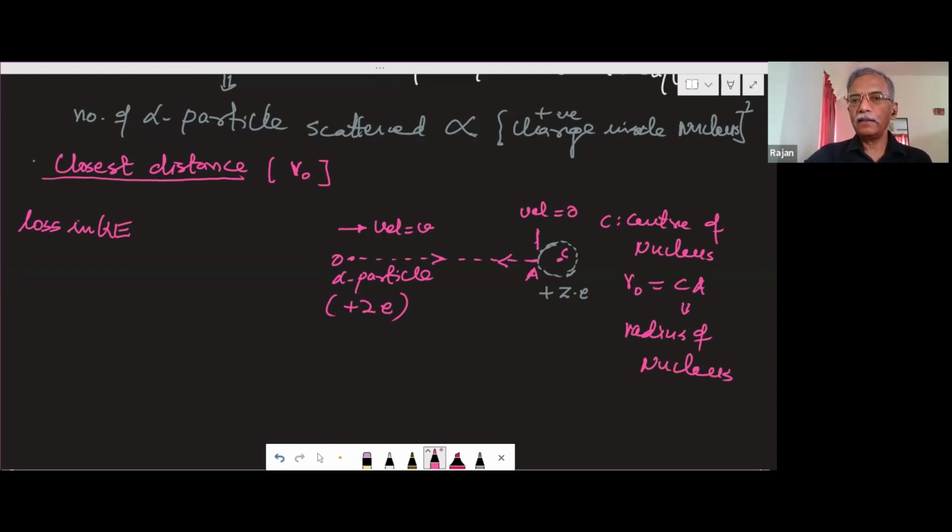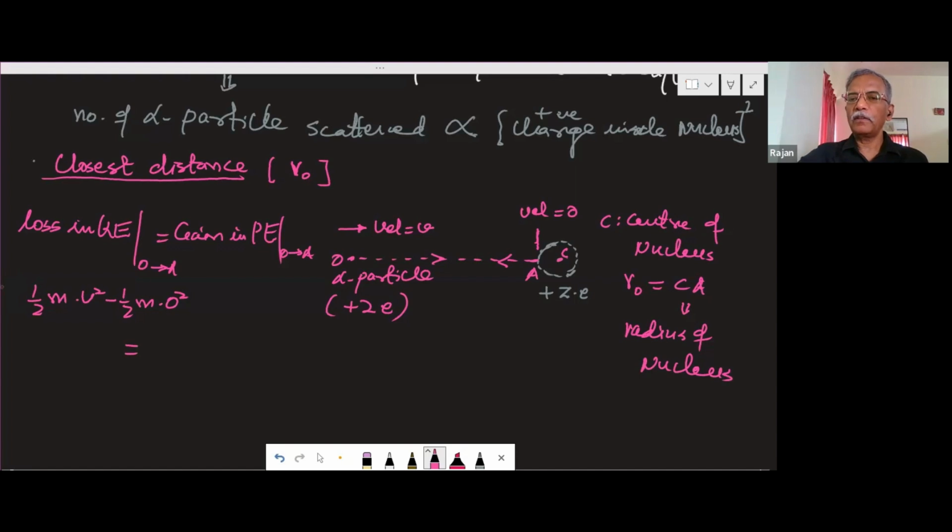So the loss in Ke from O to A will be the gain in Pe for the same O to A. Can you make it out now? Loss in Ke means half m of the alpha particle, am I right? Half m v square minus half m 0 square. At A the velocity will be 0, and then the gain in potential energy.